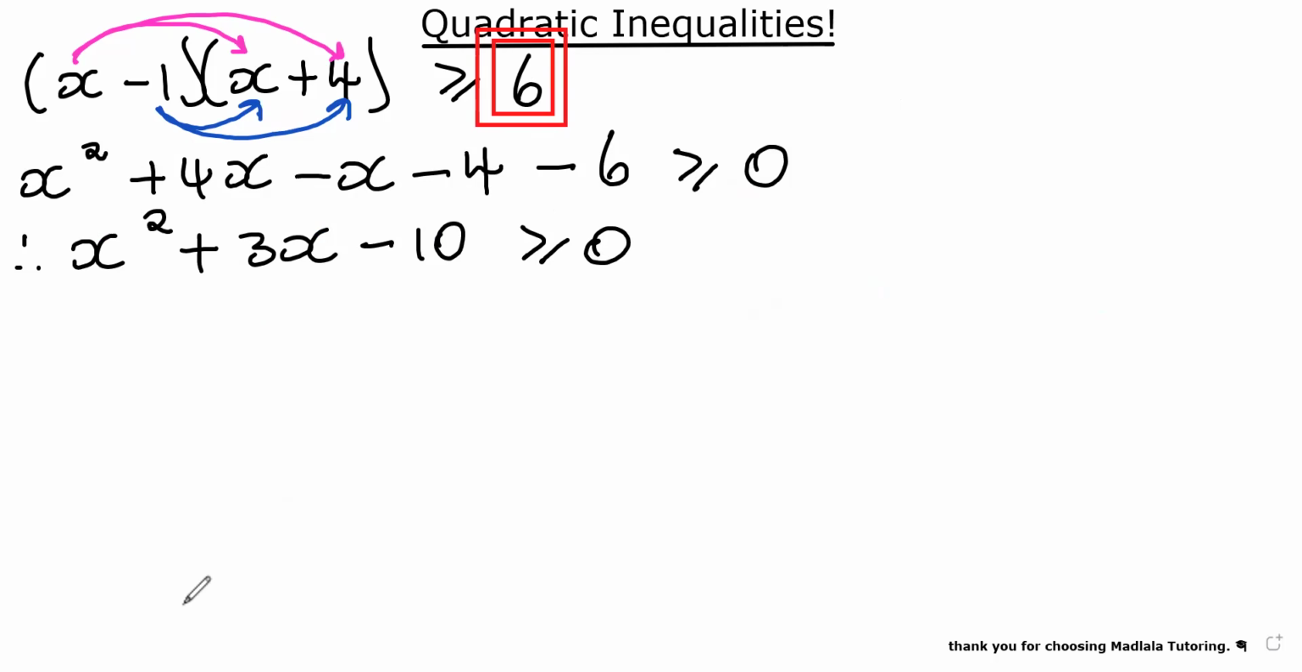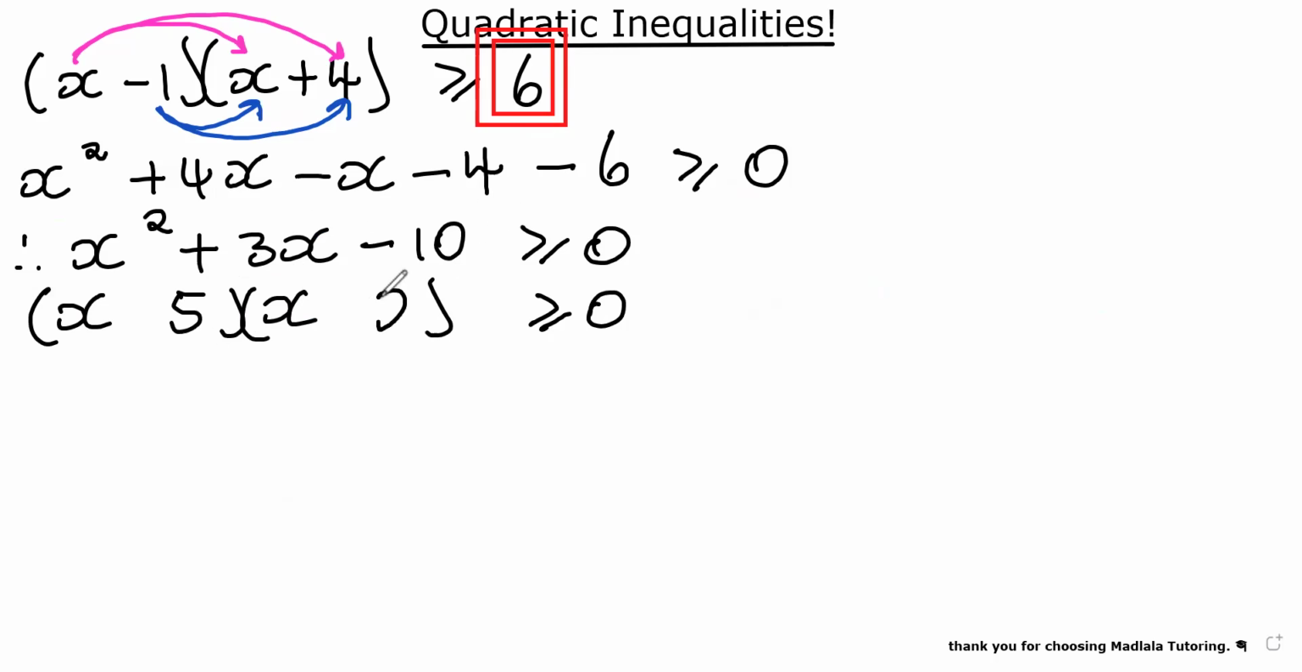You can still use your quadratic formula in order to try to find the factors, but this is really an easy one because the coefficient of x squared is 1. So you can just go ahead and factorize this. Factors of x squared is x and x. Factors of 10 such that if we add them or subtract them, we get a 3. Well, that's actually 5 and 2. The bigger number takes the sign of the middle term, and of course, this one has to be negative.